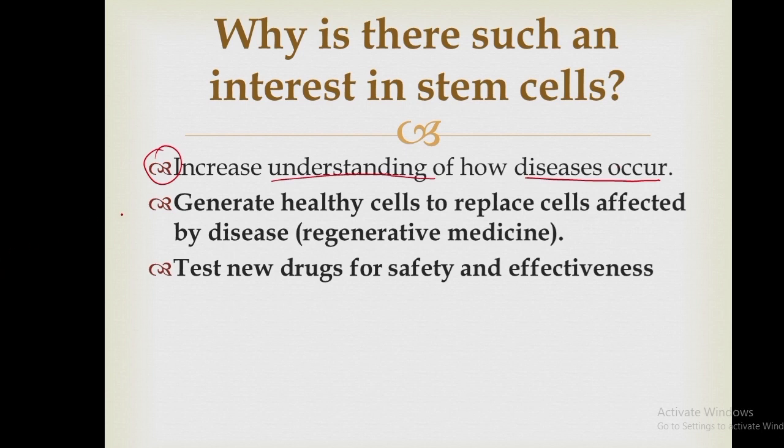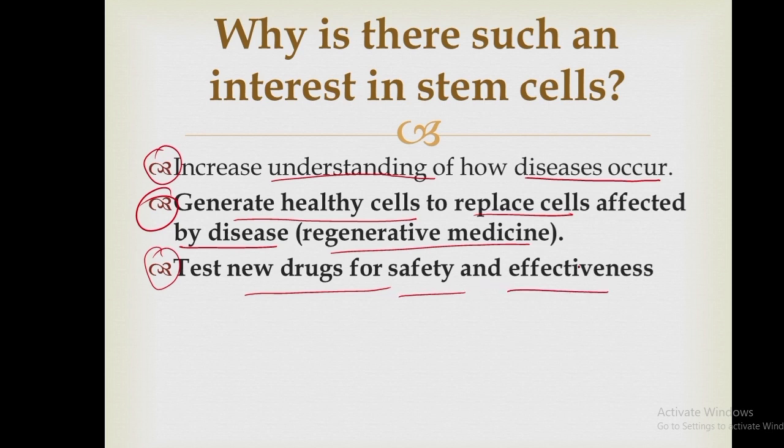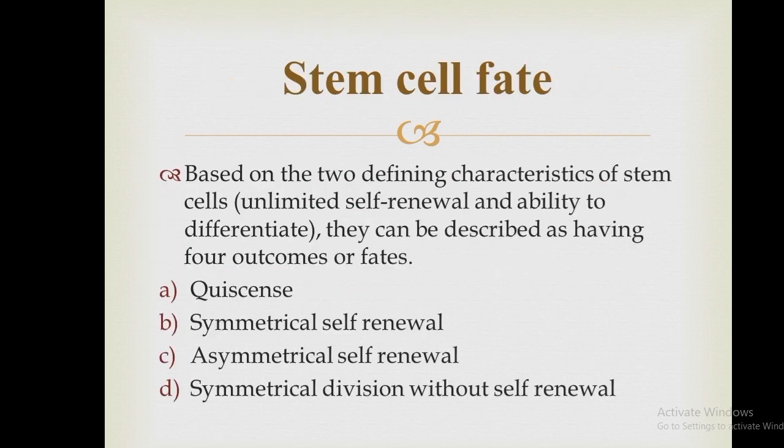In the second way, it can be used to generate healthy cells that can replace the affected cells or damaged tissues. This can be called regenerative medicine. And it can also be used to test new drugs, to see the toxicity of the drugs and see the safety and effectiveness of those particular drugs. These are the three important reasons why stem cells are important.